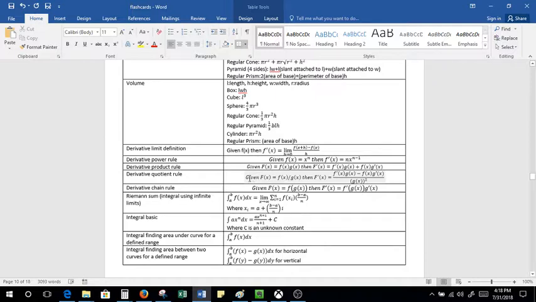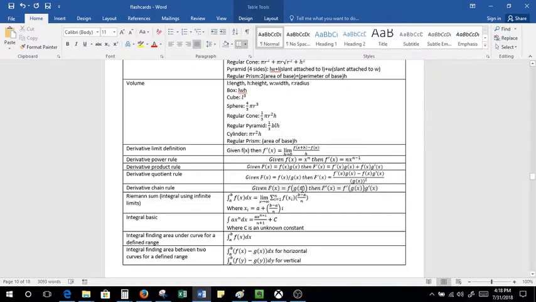The quotient rule. So instead of multiplying two functions together, it's dividing. f prime of x, taking the very basic concept of a derivative, this power rule, times g of x minus f of x times g prime of x, all over g of x squared.